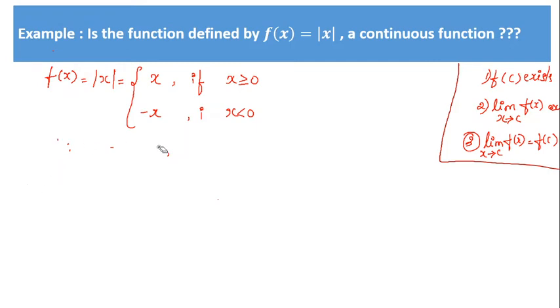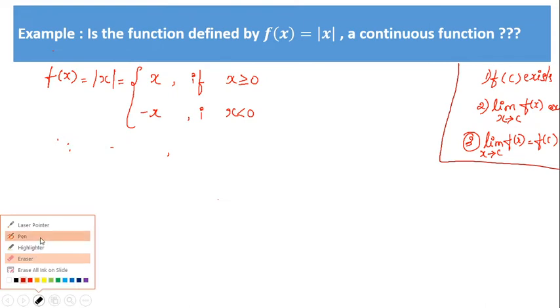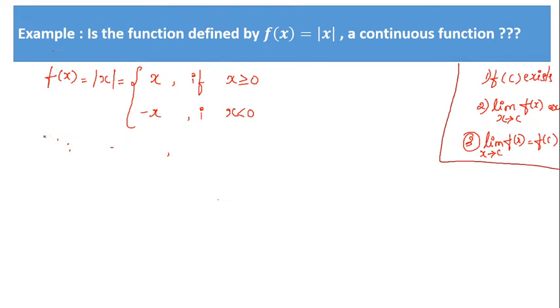Okay, so what we'll do, we'll take a random real number. So case 2. Let c less than 0 be any real. You are randomly picking a real number which is a finite number. So c is less than 0. So now we have to check again these three conditions, that is whether f of c exists, limit of f of x as x tends to c exists, and limit of f of x as x tends to c is equal to f of c.